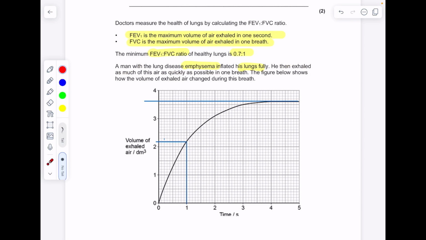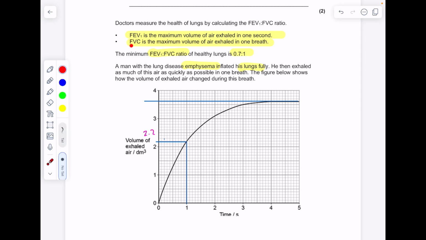So start by drawing lines on the graph using the information here where it says that FEV1 is the maximum volume of air exhaled in 1 second. So I've already drawn a line up here from 1 second. I met the graph and now I'm going to read across so I can see that that's 2.2 decimeters cubed.